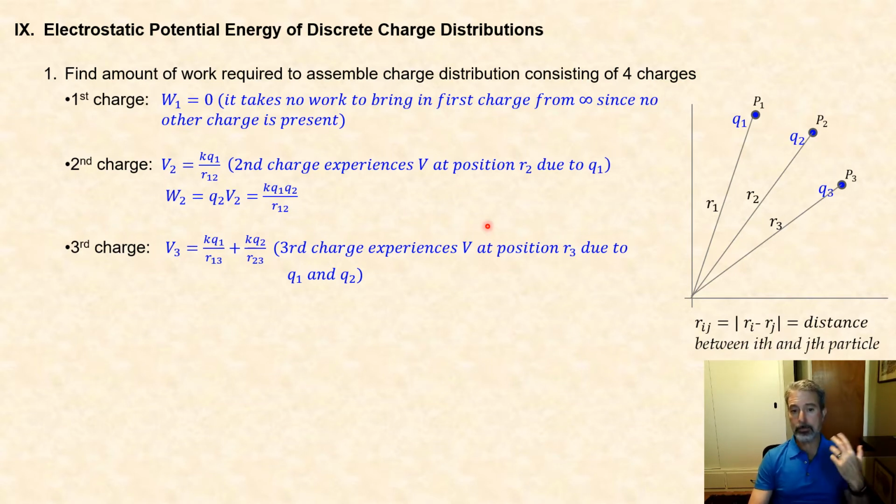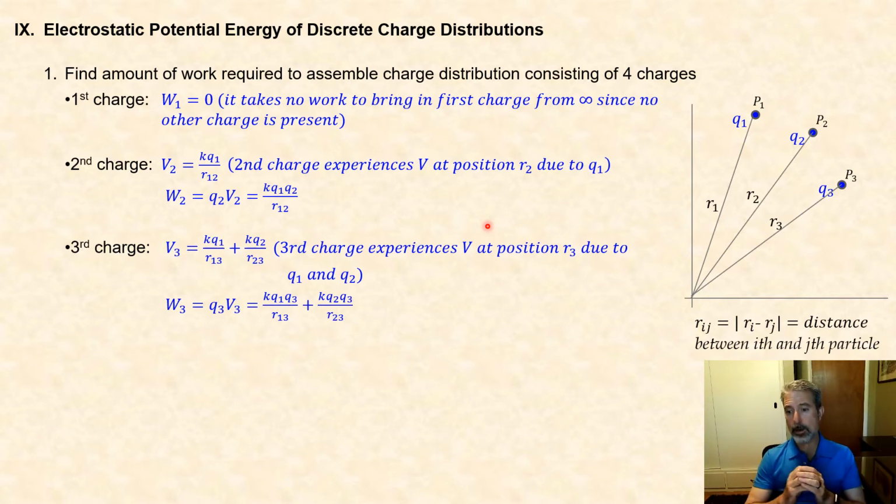So once we know what the potential looks like at point 3, multiplying the potential there times the charge Q3 gives us an expression for the amount of work done. I think you're getting the hang of this here.